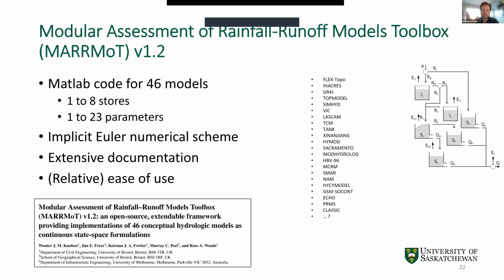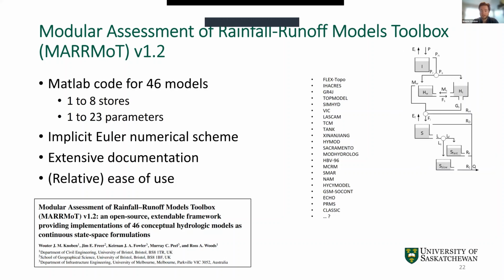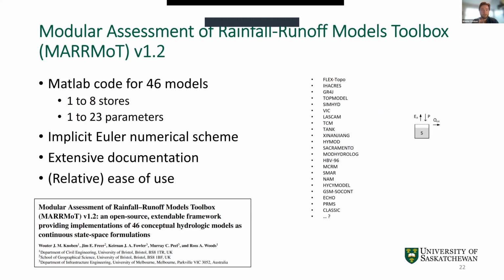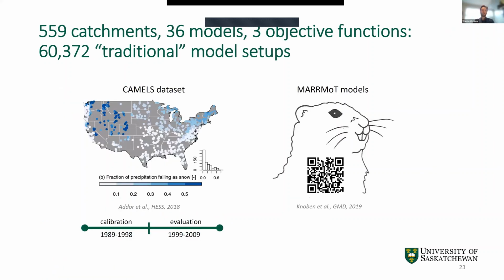But for this particular study, one of the drawbacks of Marmot is that it is not very fast. We're working on changing that right now in a collaboration with the University of Melbourne. But at the time, even by completely abusing a supercomputer, I was only able to calibrate 36 out of 46 models. And this is a brief description of our experiment setup: 500 catchments from the CAMELS US data set, 36 models and 3 objective functions.